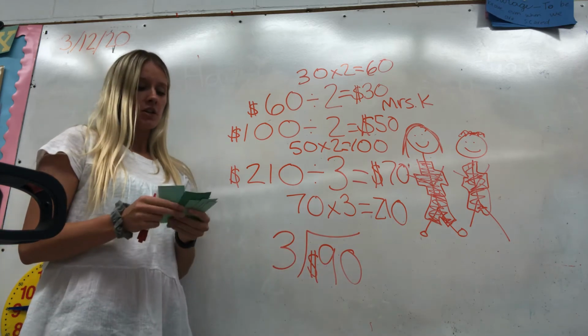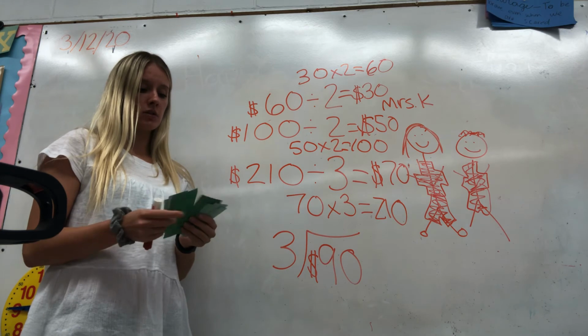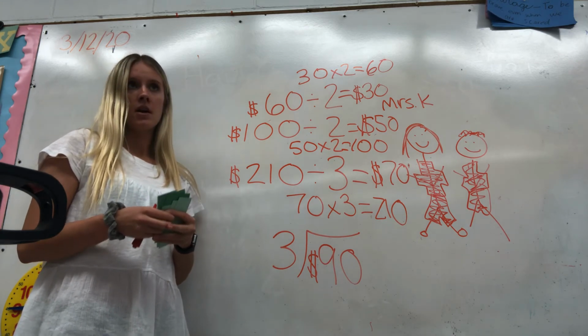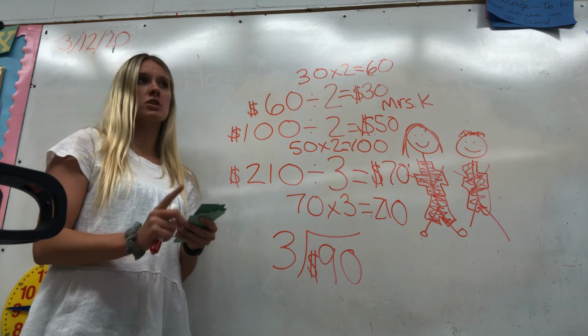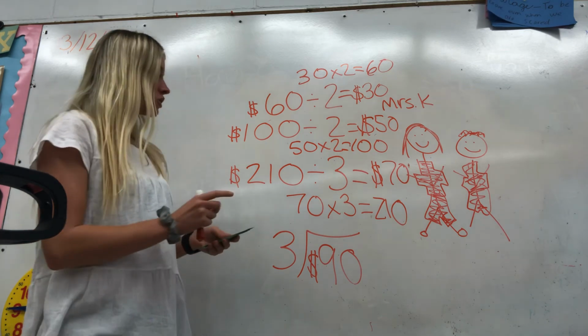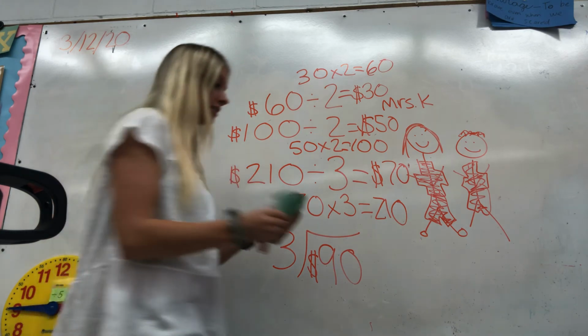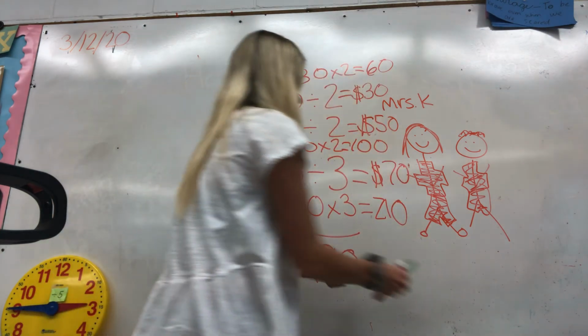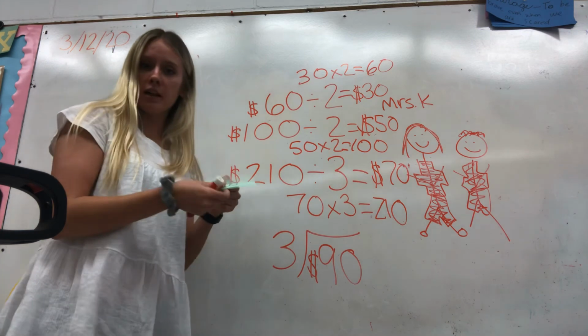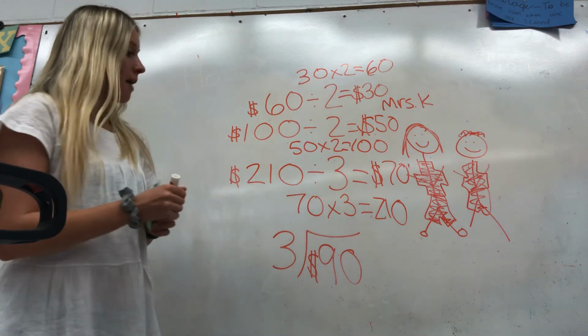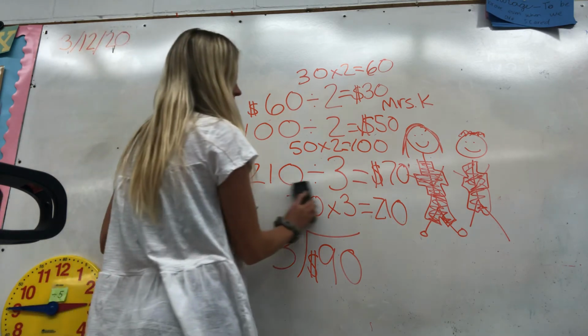So if I count my bills, 1, 2, 3, 4, 5, 6, 7, 8, 9. I know 3 times 3 is 9. So I can give each of us 3 $10 bills. And I am left with 10, 20, 30. My answer would be 30 there.